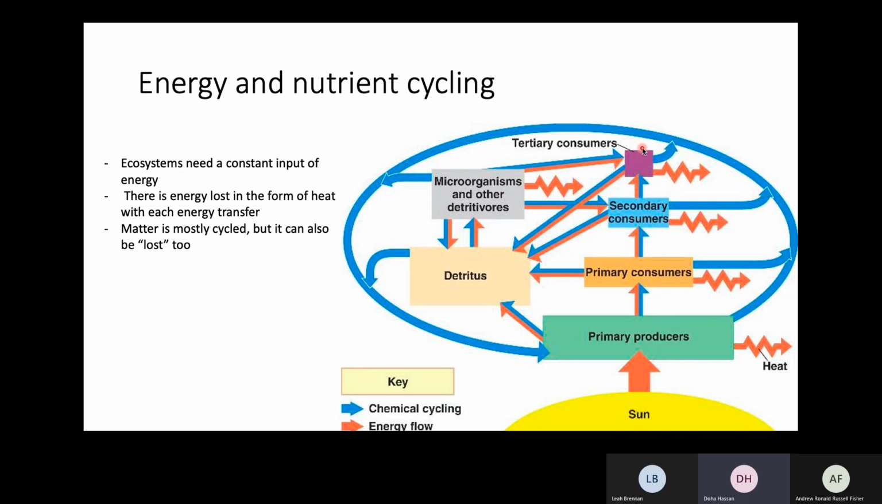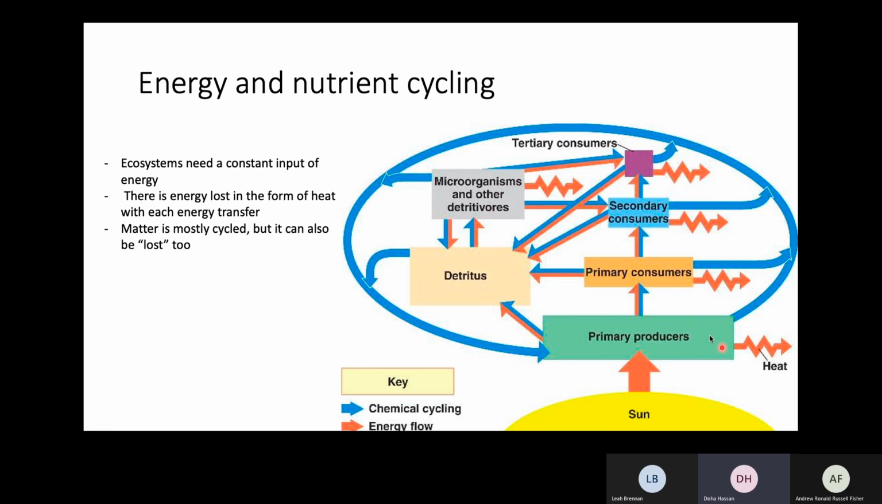And then the tertiary consumers, first of all, whenever they receive that energy, they're going to lose some of it as heat. But then also when individuals from each of these trophic levels die, you have microorganisms and other detritivores or decomposers that come in, and they can decompose these organisms, their corpses, and then they can create detritus, which is basically poo and other nutrients, and that can be used again to fuel the primary producers.